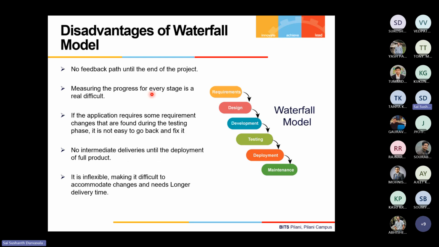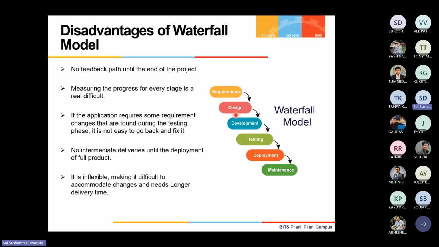Okay, so what are the disadvantages of the waterfall model? As we discussed, there is no feedback path until the end of the project, and measuring the progress of each stage becomes difficult, because at the end of design, how do you know that the design document meets all the requirements or not? Only during the testing phase do you know whether the code that is developed is actually meeting the requirements. So there are various issues in the feedback mechanism and in checking the progress.